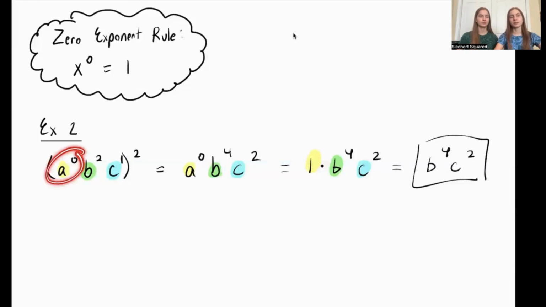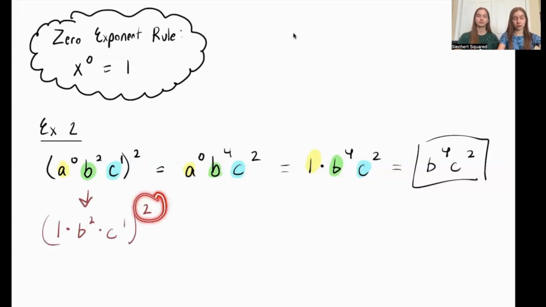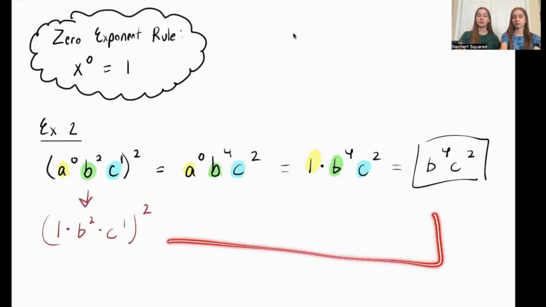And another way you could have actually done this problem is, let's say at the very beginning, you're like, hey, I have something to the 0 power. I want to use the 0 exponent rule at the very beginning. You actually totally could have. You could have started by saying, hey, a to the 0 is just 1. And then we still have the b squared, and then we still have the c to the first, all that to the second power. And then you could have done the same thing where you use the power rule, take that exponent, and multiply it out to the exponents of the other terms inside. And if you did that, you'd actually get the exact same answer.